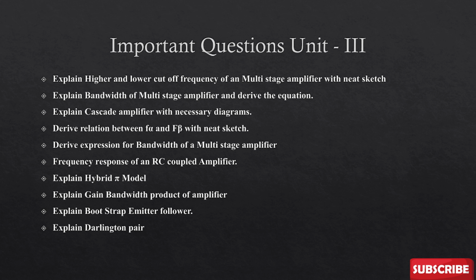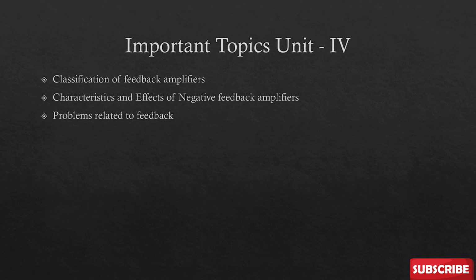Coming to the important questions, unit 3, you can check with these important questions. Explain hybrid pi model. Here we can see this question appearing. And this one also, cascade amplifier and bootstrap emitter follower, Darlington pair. So this is what we discussed in the previous slide, and also here itself. And explain bandwidth. There are less chances of asking about bandwidth, but more chances of asking about RC coupled amplifier, hybrid pi model, and a problem. If there is any problem or expression, then definitely you have to study that.